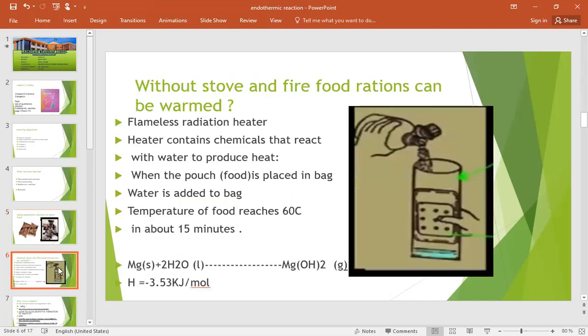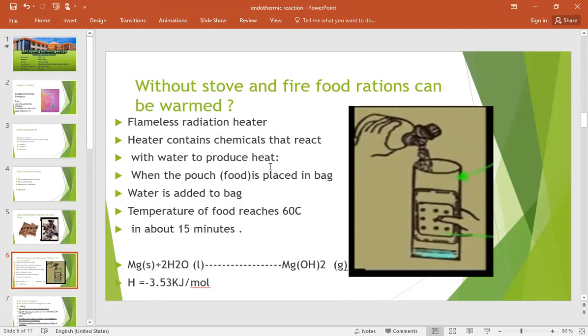So here it is. Without a stove and fire, food rations can be warmed. A very basic use of exothermic reactions. Here you have a flameless radiation heater, and what is it doing? It is a heater that contains chemicals that react with water to produce heat.